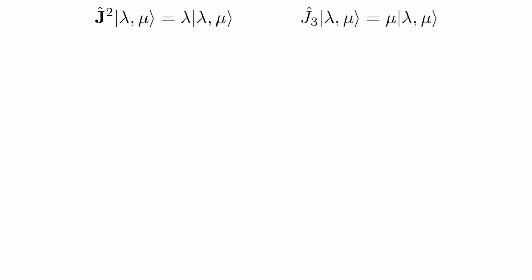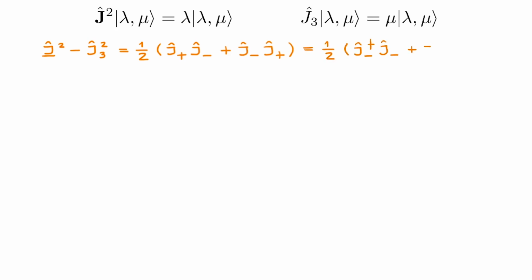The next result I want to prove is that the square of the eigenvalue mu is smaller than or equal to lambda. The first ingredient we need is one of the results from the video on ladder operators. We can write j squared minus j3 squared as equal to 1/2 times j plus j minus plus j minus j plus. As the ladder operators are adjoints of each other, we can also write this expression using the adjoints.